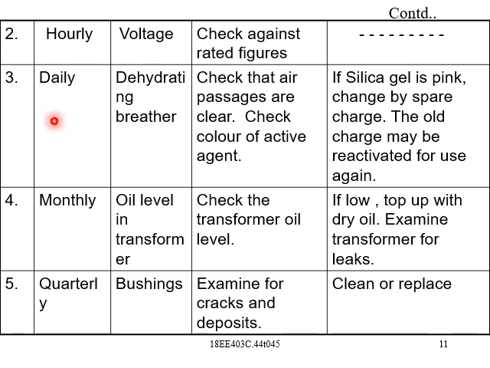Thirdly, this should be done daily. And what is the item? Dehydrating breather. Check that air passages are clear, and check the color of active agents. As we said yesterday, the silica gel is inserted in the breather. The natural color of it is pink or sky blue, and if it is draining, then it turns pale yellow. So we need to check that air passages are clear and check the color of the active agent.